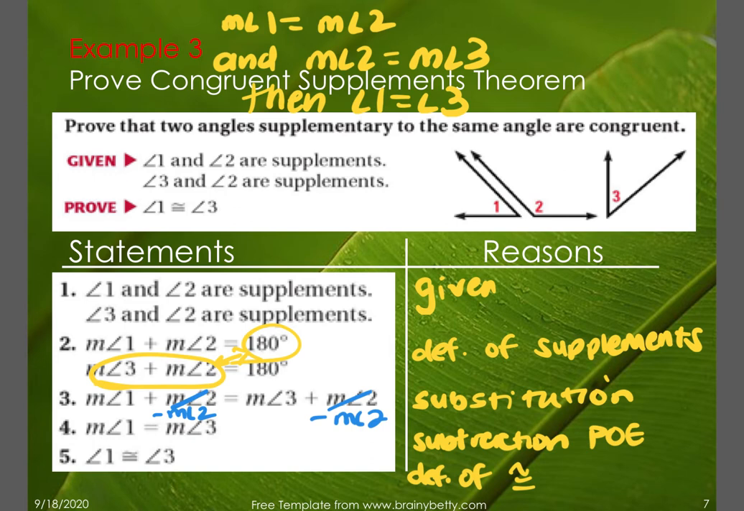Wait, so if I got this right, it'd be substitution because it's an equation. It's because you're replacing a single thing with more than a single thing, or a value with an object. Yeah.